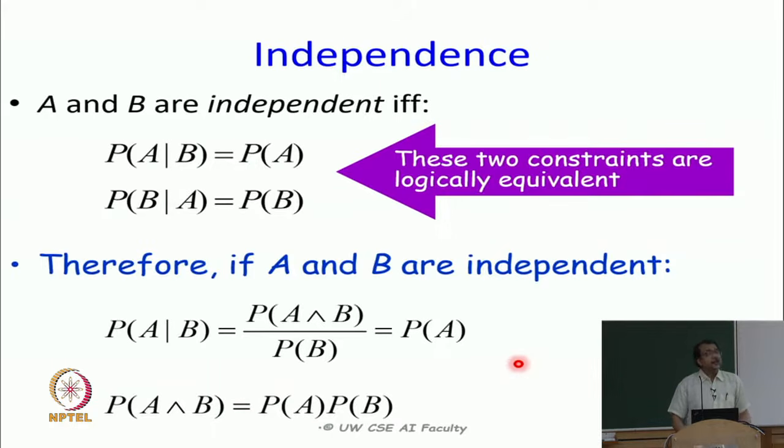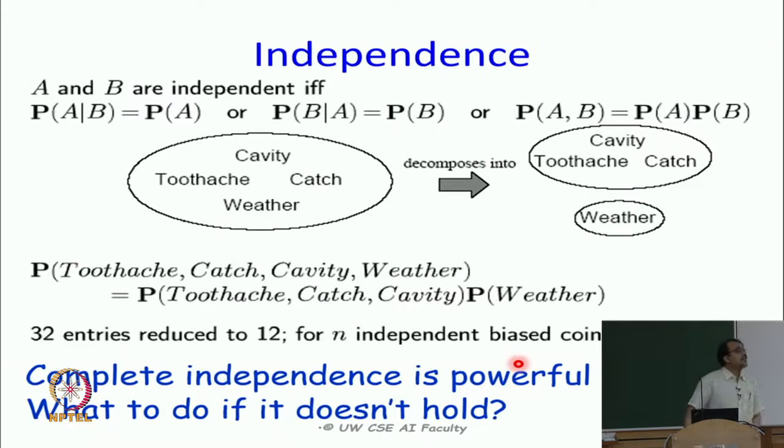Okay. So, now why is independence important? And this slide illustrates it. Suppose A and B are independent. So, let us say in one set I have cavity, toothache and catch. In the other set I have the weather. And let us say I have assumed that weather does not add evidence to any of these three, whether you have cavity, whether you have toothache, whether you have caught the probe or not.